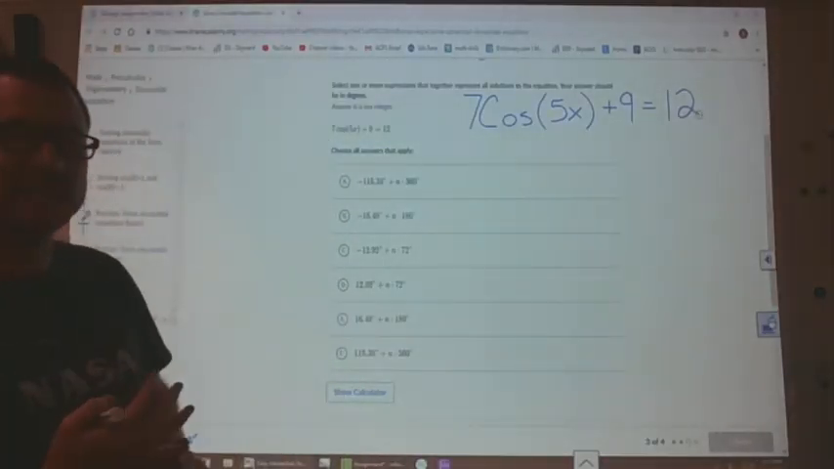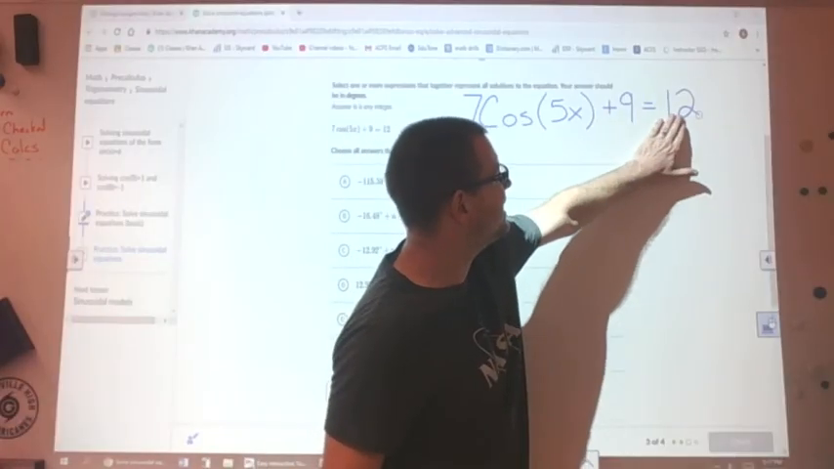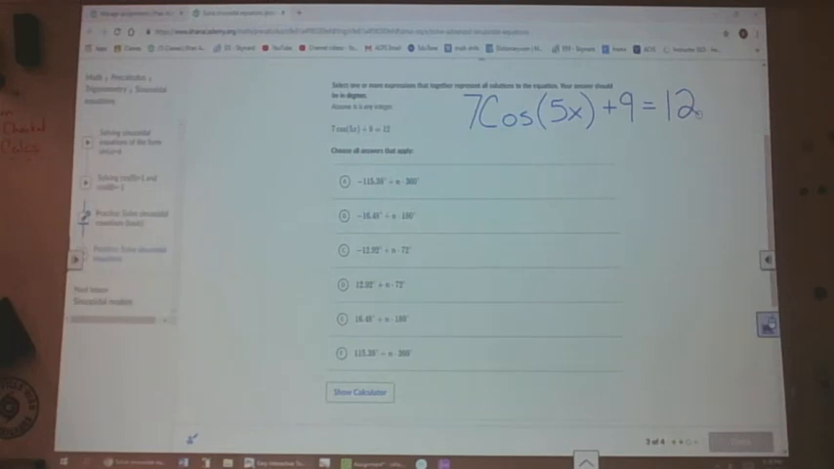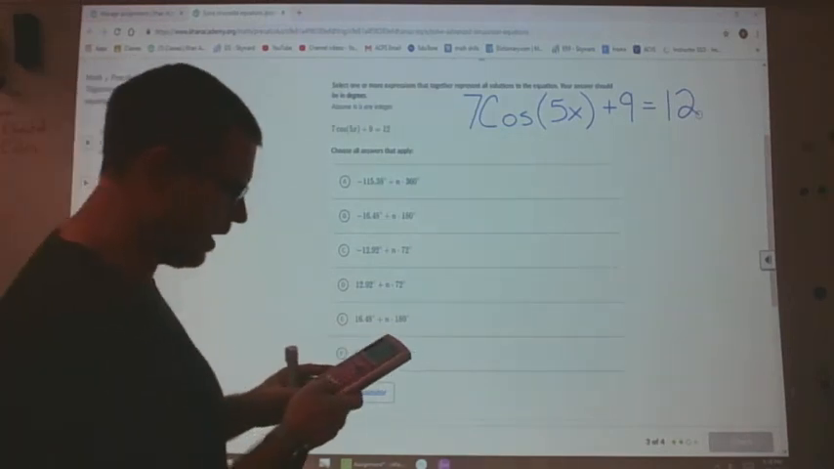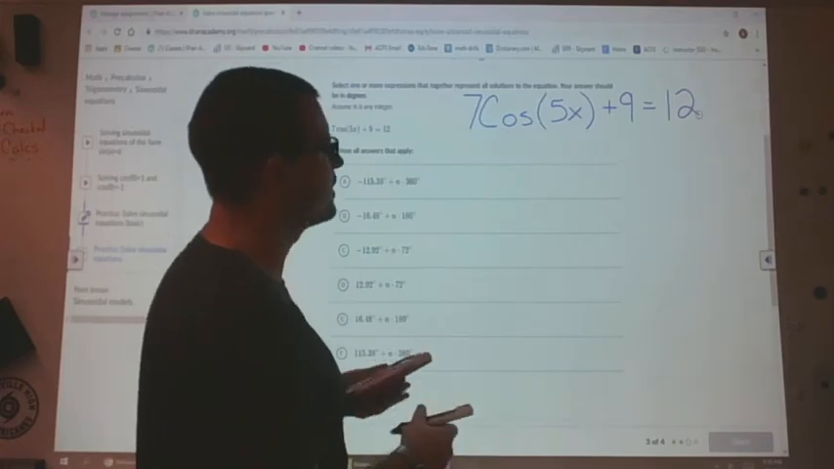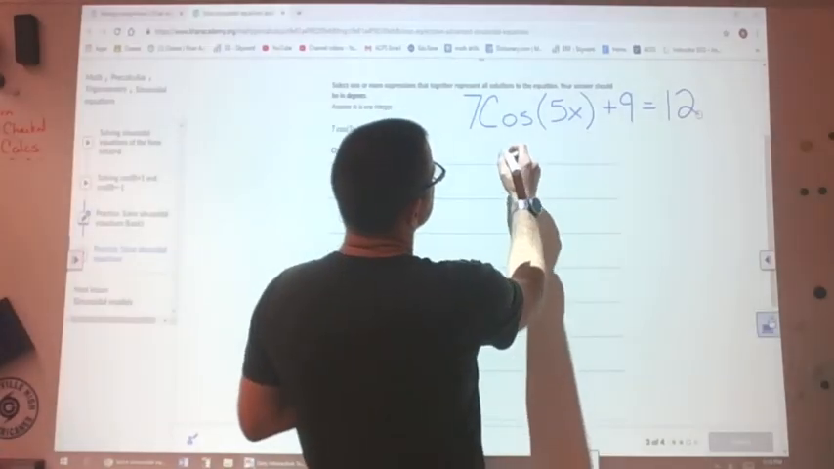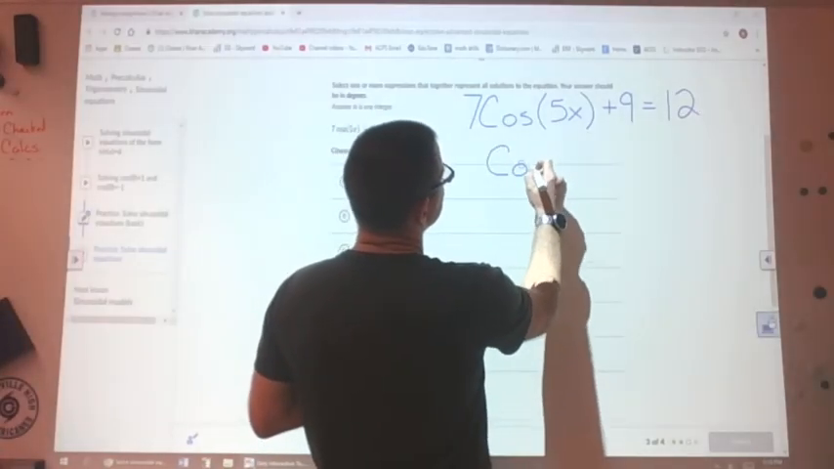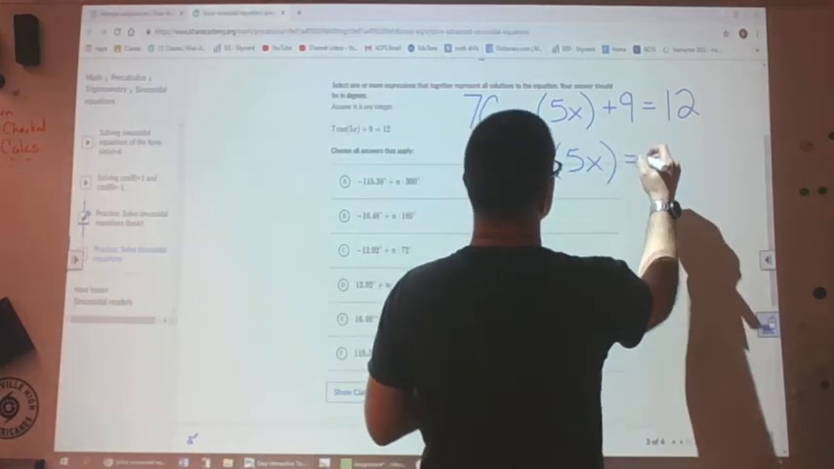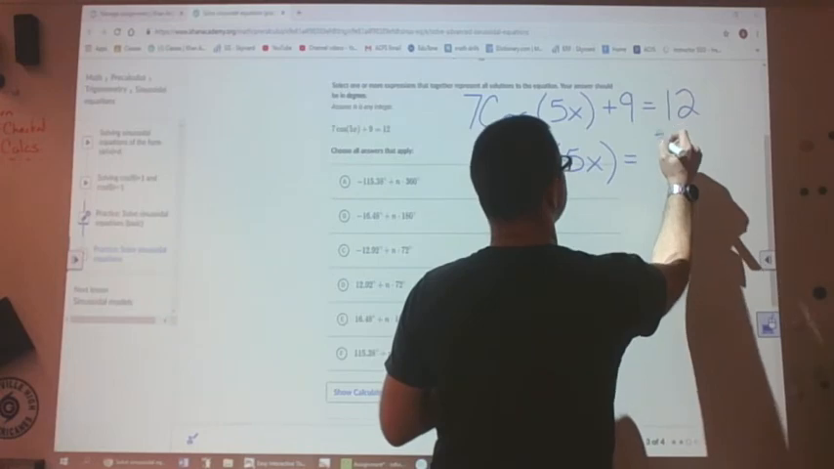I'm going to start by isolating. So I need to subtract the 9, divide by 7. So we're going to isolate first. 12 minus 9 is 3, divided by 7 is 3 over 7. We'll just do it that way. So we end up with cosine of 5x is equal to 3 over 7.